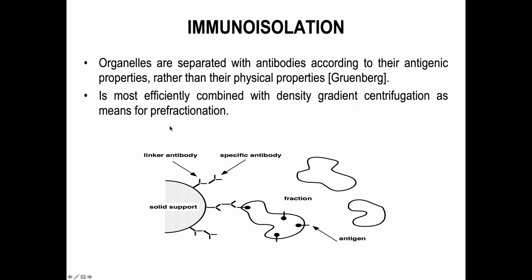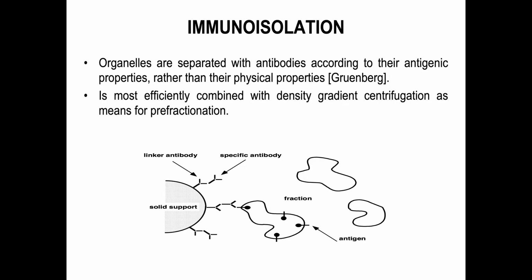And therefore, the second bullet point here reads as follows. This immunoisolation is most efficiently combined with density gradient centrifugation as a means for pre-fractionation. And what you do is you use a solid support. This can be a column or a bead, where you have antibodies linked to it to pull out organelles which display certain antigens on their surface.